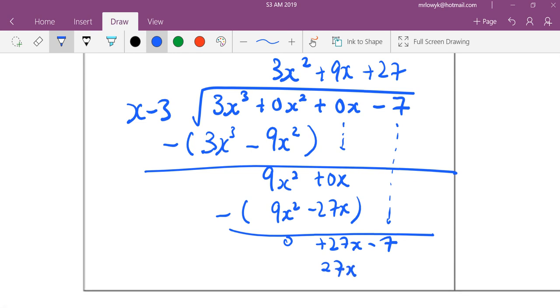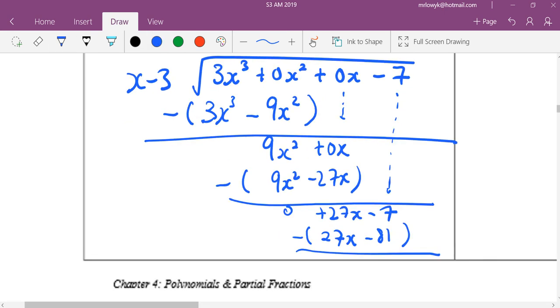Then what is 27 times minus 3? See, use calculator. Minus 81. Again, put the minus, put it outside. Put the minus, put the bracket. Mingyuan, what is 27 minus 27? 0. What is minus 7 minus 81?